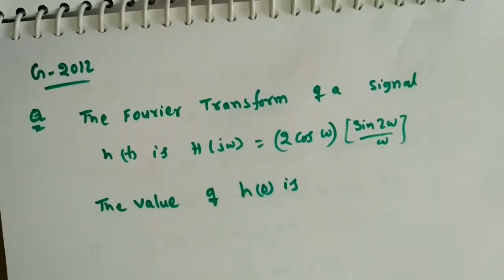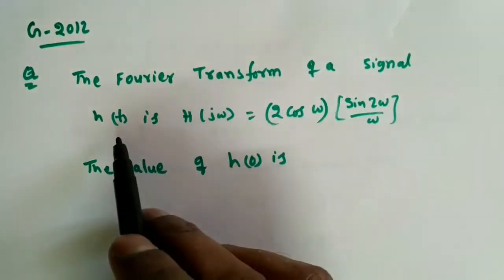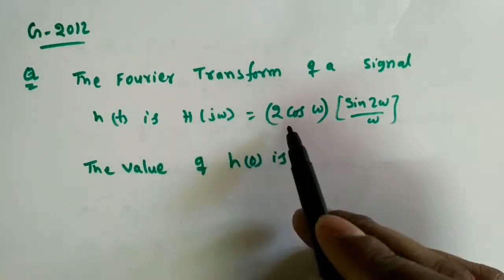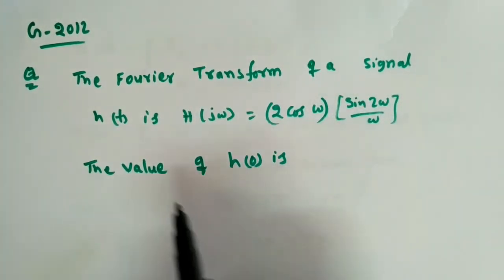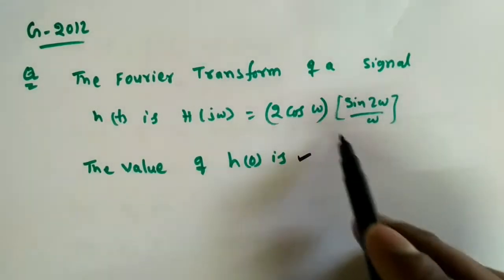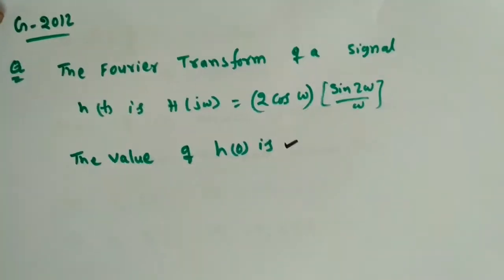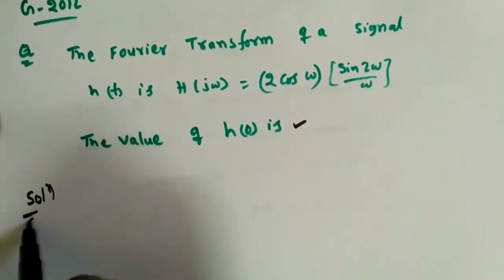Next we'll do this question. This came in GATE 2012. The Fourier transform of a signal h of t is H of j omega is equal to 2 cos omega into sin 2 omega by omega. The value of h of 0 is. Again see this sin 2 omega by omega, so we'll get a rectangular function in the time domain. So first we need to find the inverse Fourier transform.